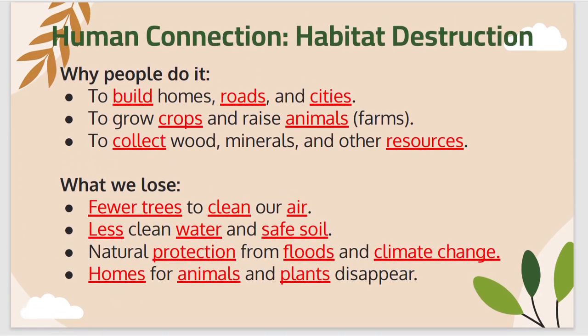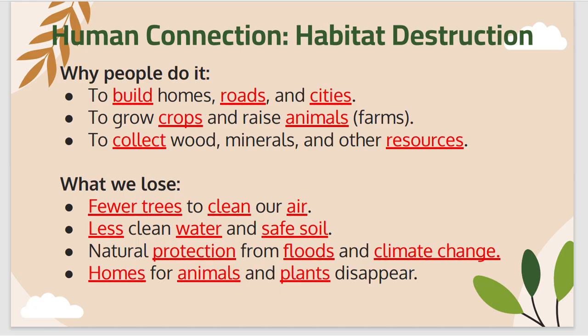Moving on. So, human connection. Again, these are human impacts. So, these are humans causing this destruction of habitats. So, why do we do it, and what do we lose? What are the human consequences to it? So, why do humans destroy habitats? One is to build homes, roads, and cities. This idea of urbanization, of making homes for people, of building and developing areas.